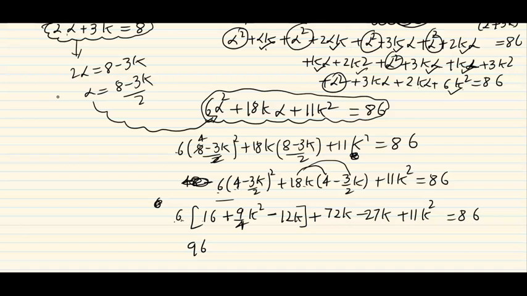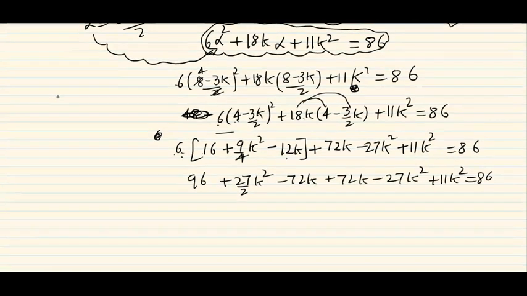And if you simplify, it is 54, that is 27 over 2 k square, so we can write down 27 over 2 k square, and minus 12 times 6 is 72k, plus 72k, minus 27k square plus 11k square equal to 86, right? Right? Okay. Now, how many k squares are there? So you can collect all the k square, and minus 72k and plus 72k is cancelled.